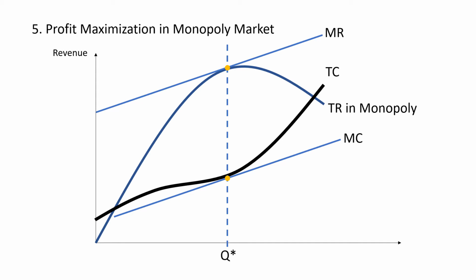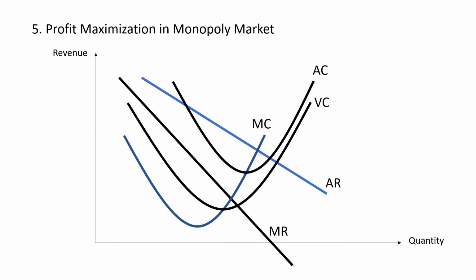Where can we find the highest profit? Thanks to Isaac Newton again. Here we can find the quantity where MR equals MC. MR is the slope of TR and MC is the slope of TC. When they are equal, it will indicate the maximized profit at the equilibrium quantity Q star.